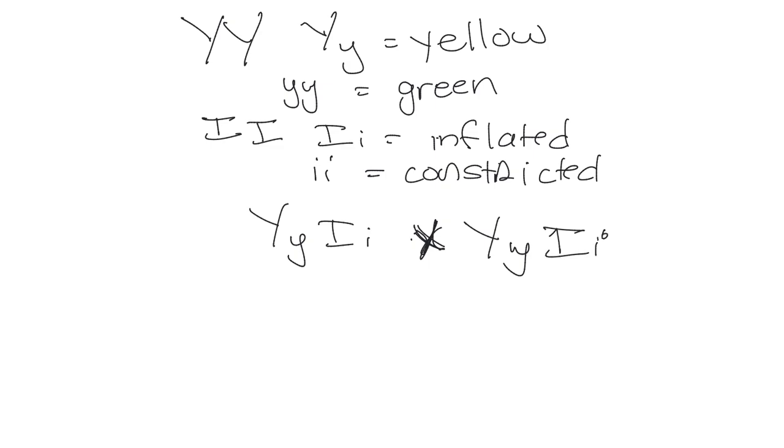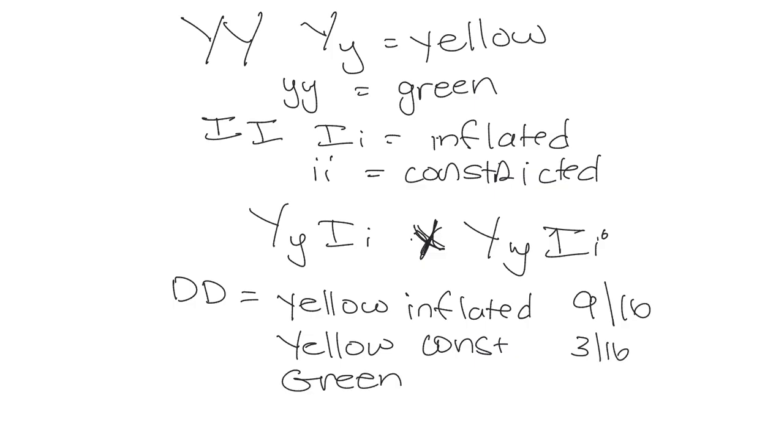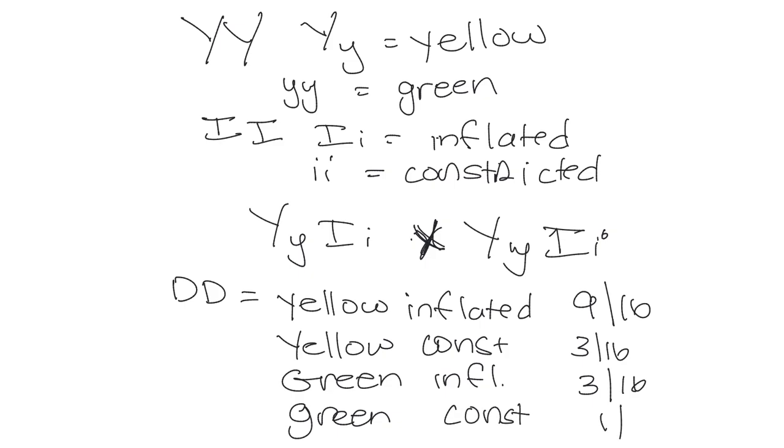All right. So what we should end up with, if we look at the dominant traits, dominant would be yellow inflated. And that would be 9 out of 16. Then we would have yellow constricted. That would be 3 out of 16. We would have green inflated, which would be also 3 out of 16. And then finally we would have green constricted, which is our recessive, which would be 1 out of 16. All right, so that's kind of what we're looking at.